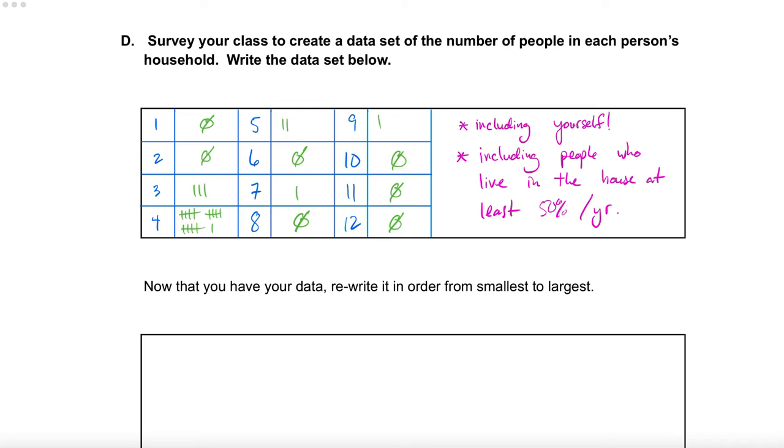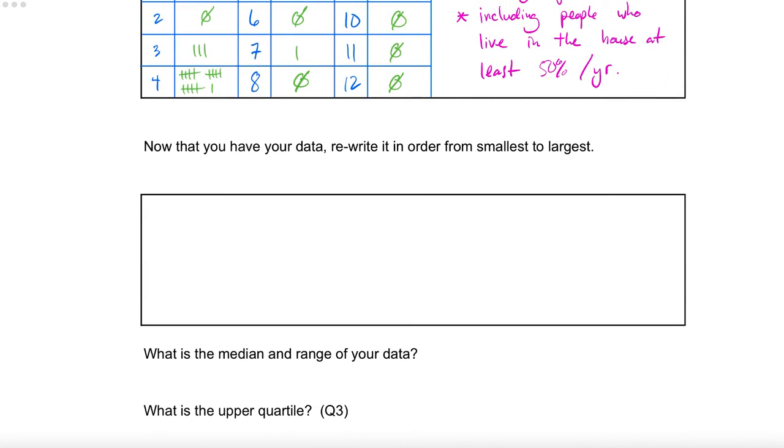So you don't have to copy this down necessarily. This is the data we arrived at. There were nobody who lived in 1 or 2 person households, some 3s, a bunch of 4s, a couple 5s, a 7 and a 9. So we are going to start by putting this data in a usable form by rewriting it in order from smallest to largest. So I'm going to write that out now.